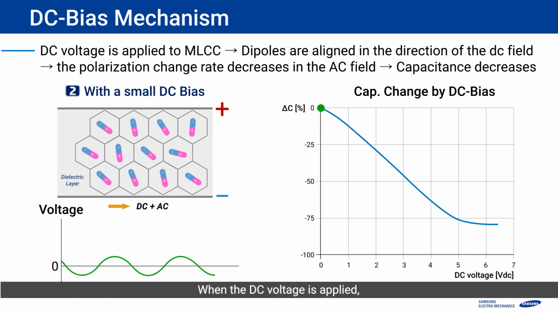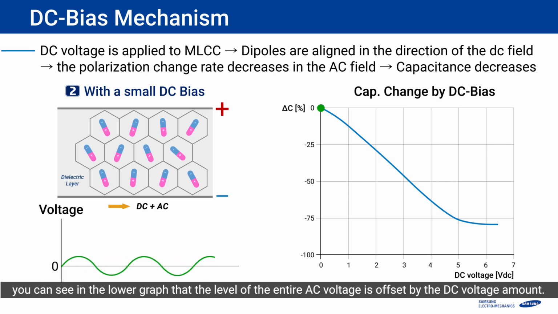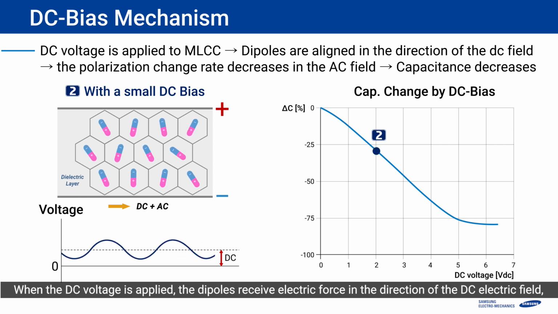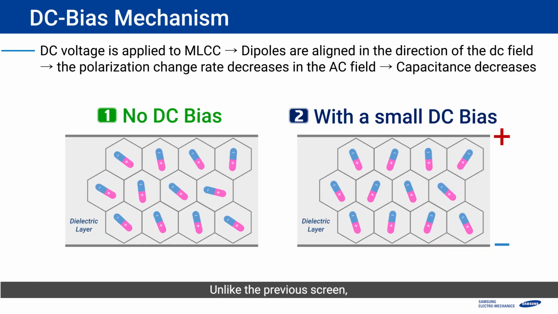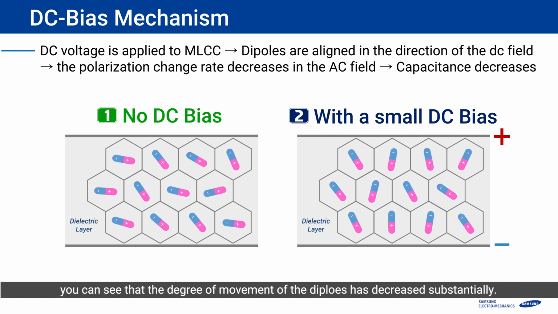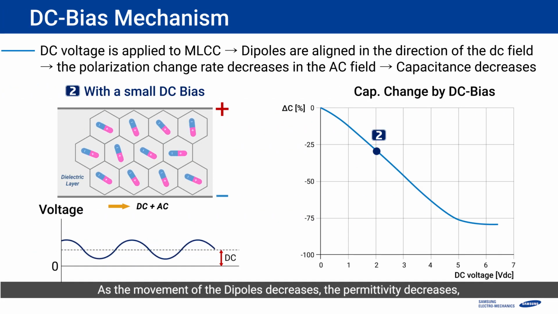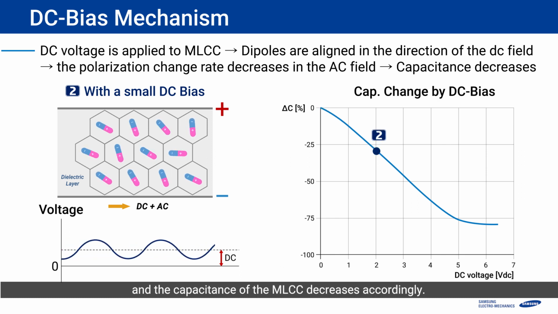When the DC voltage is applied, you can see in the lower graph that the level of the entire AC voltage is offset by the DC voltage amount. When the DC voltage is applied, the dipoles receive electric force in the direction of the DC electric field, which interferes with the direction change according to the AC voltage direction. Unlike the previous screen, you can see that the degree of movement of the dipoles has decreased substantially. As the movement of the dipole decreases, the permittivity decreases and the capacitance of the MLCC decreases accordingly.